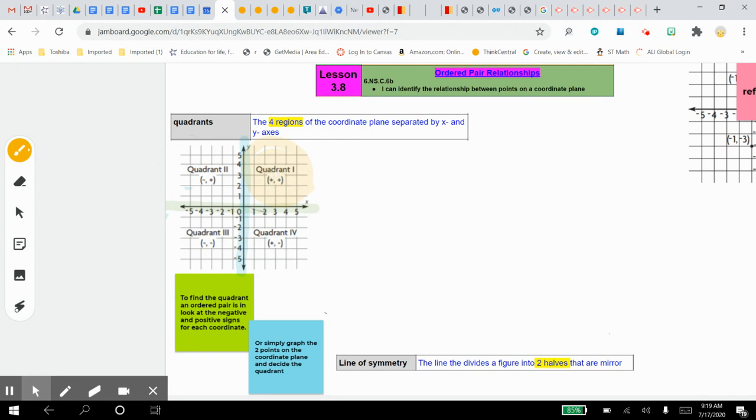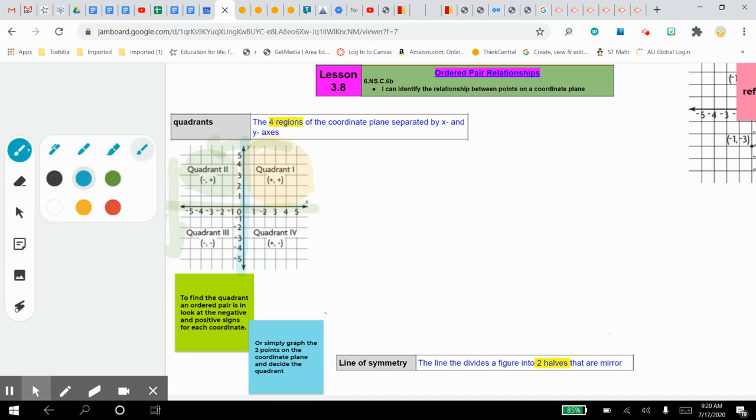Quadrant one is when you have two positive numbers. The x and the y coordinate is positive. Okay, quadrant two, so we're going to go counterclockwise. We're going to go this way. Quadrant two is when the x is a negative and the y is a positive. Then we go down just counterclockwise.